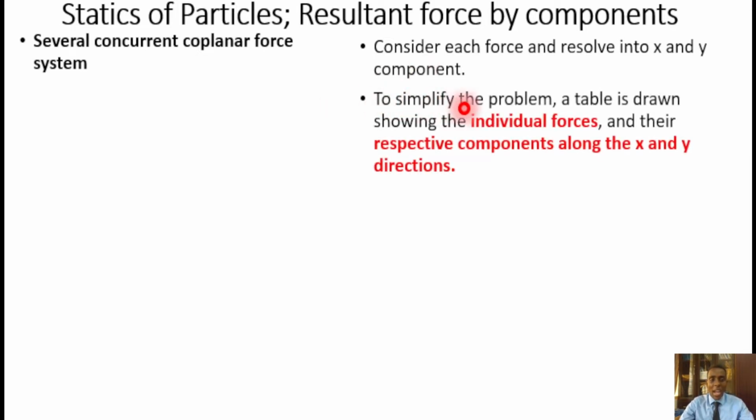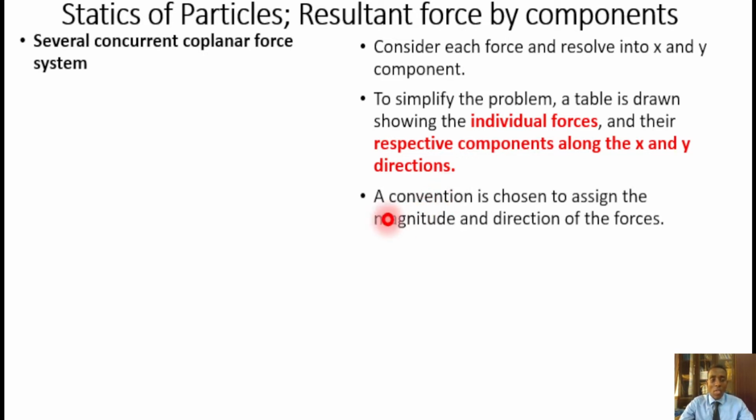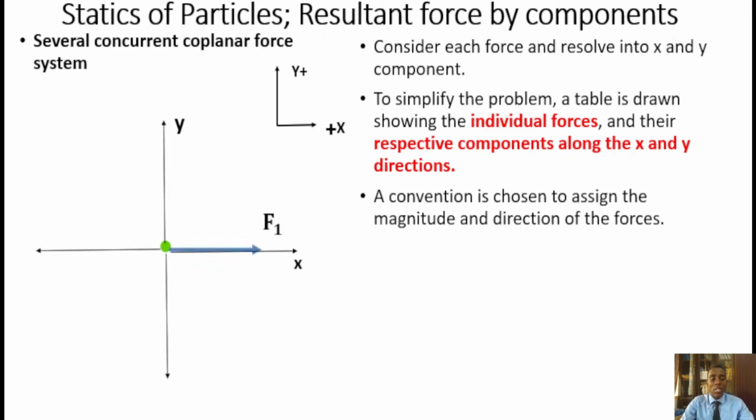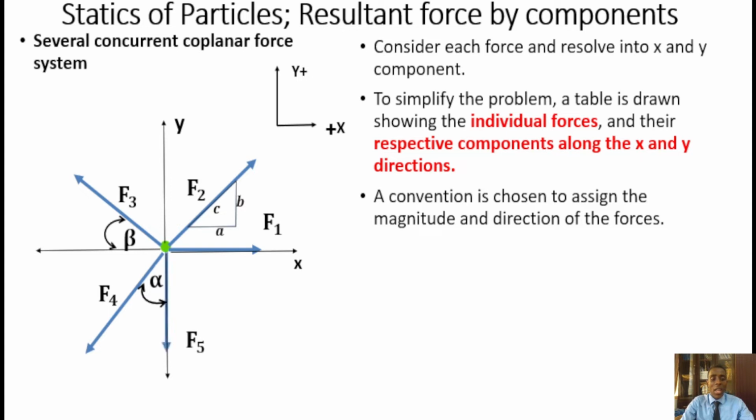Now, to simplify the problem, a table is drawn showing the individual forces and their respective components along the x and the y directions. Now we will have to choose a convention to assign the magnitude and the direction of the forces. So every force in this direction is positive in the x. Similarly, every force in this direction will be positive in the y. Alright, so these are the forces: F1, F2 with a triangle, F3 with beta, F4 with alpha, and then F5 just as it is right here.